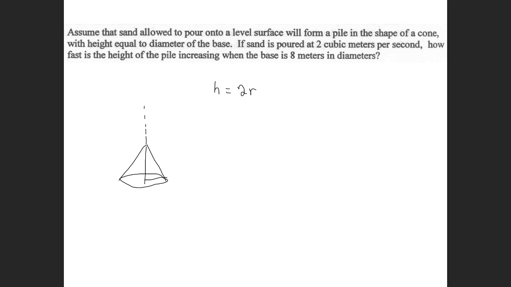If the sand is poured at 2 cubic meters per second. Okay, so what did they just give me? Usually they do give you the formula. So volume is equal to pi r squared h over 3. So what is 2 cubic meters per second? What did they just give us? The rate of what?